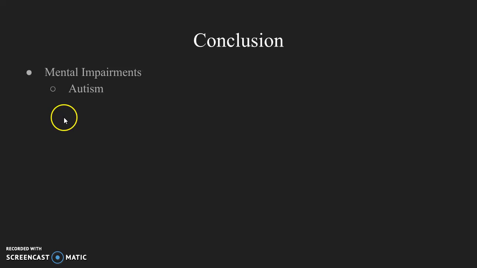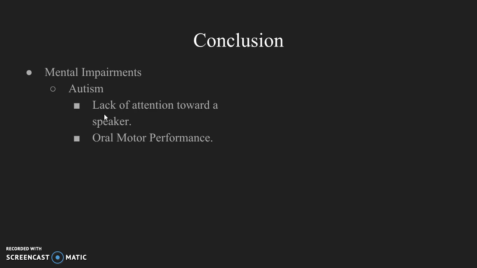To conclude, there are three types of impairments. The first is mental impairment. Within mental impairment, we have autism. We can see autism as a mental impairment because of the lack of attention towards the speaker and the difficulty with oral motor performance. Also, we have Fragile X syndrome, whose expressive language is as bad as autism, but they can retain more for the reaction.